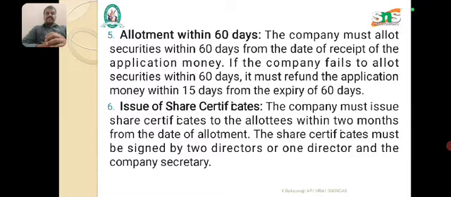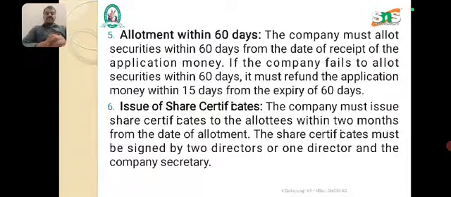Procedure number 5, allotment within 60 days. Every company must allot the securities within 60 days from the date of receipt of the application money. If the company fails to allot the securities within 60 days, it must refund the application money within 15 days from the expiry of 60 days.